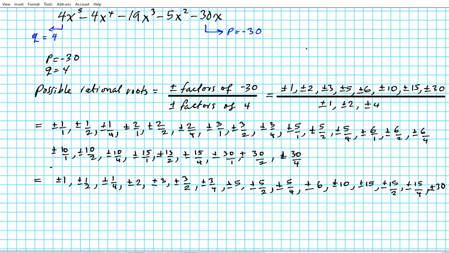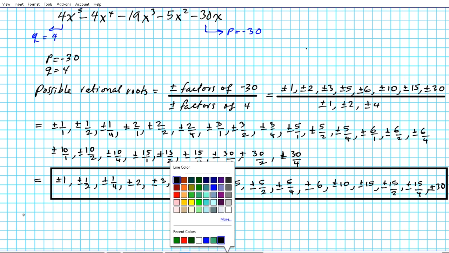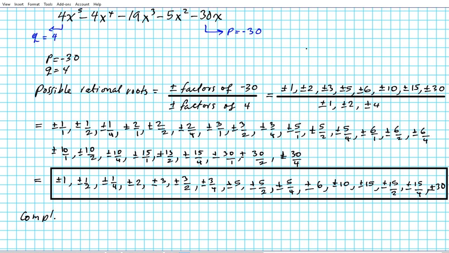All right. Okay, so what's the relevance of this? Well, these possible rational roots can help us to achieve the complete factorization of the polynomial equation. So that's the next part. Let's go ahead and find the complete factorization.